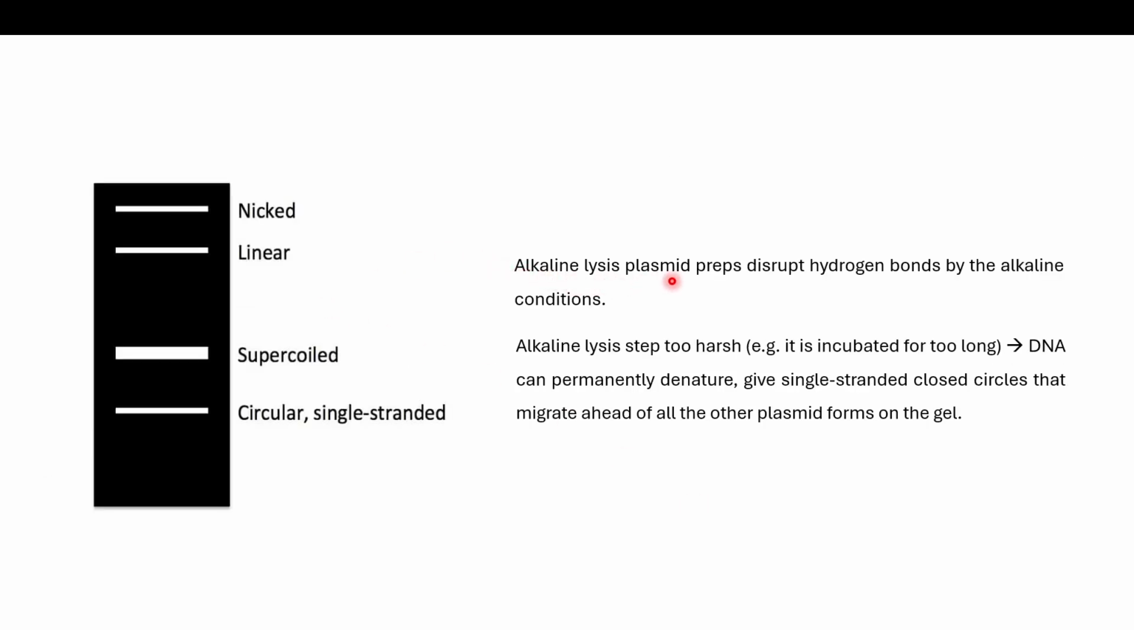So alkaline lysis, what we talked about in the first method of plasmid prep, where the buffer predominantly contains sodium hydroxide and detergent. Alkaline lysis disrupts hydrogen bonds by the alkaline conditions, and if the alkaline lysis step is too harsh, for example if it is incubated for a really long time, then the DNA can be permanently denatured, where single stranded closed circles can be formed. Those migrate ahead of all other types of plasmids on the agarose gel.